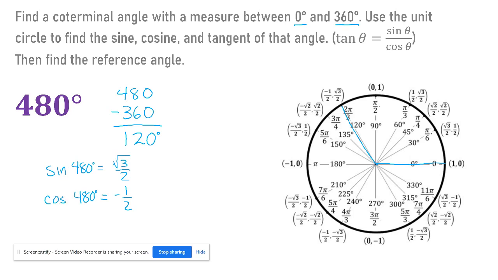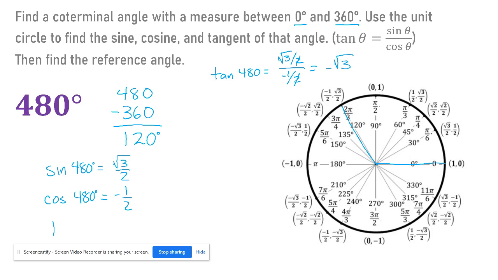And to do my tangent, it is sine over cosine. So I'm going to work that out over here on the side. My sine is square root of 3 over 2. My cosine is negative 1/2. Sine over cosine, the 2's cancel out, and I get negative square root of 3 over 1, or just negative square root of 3.